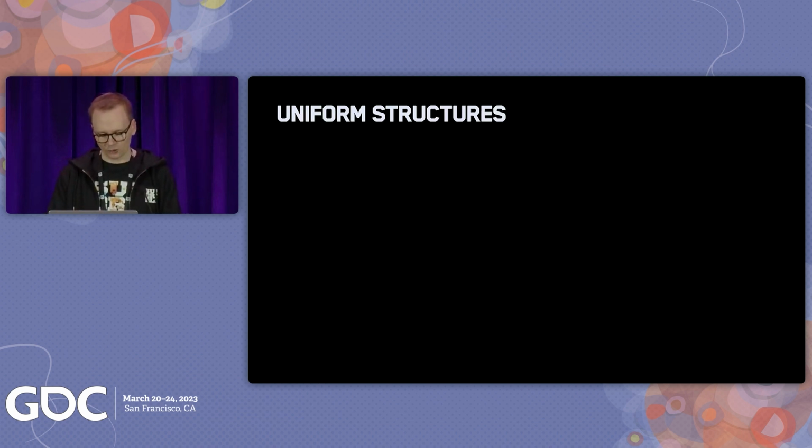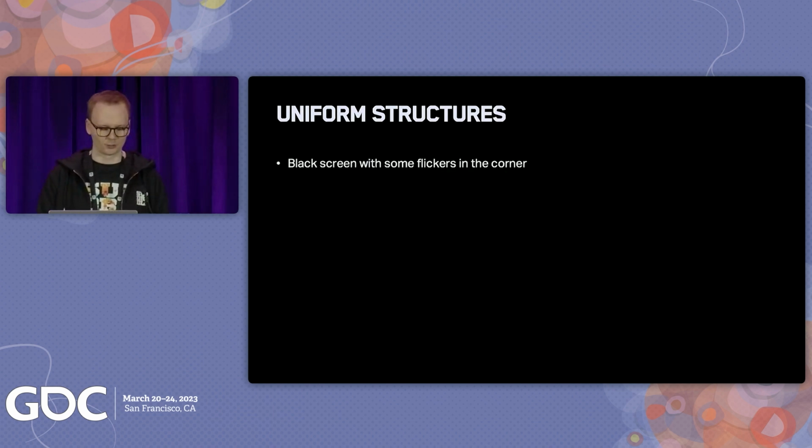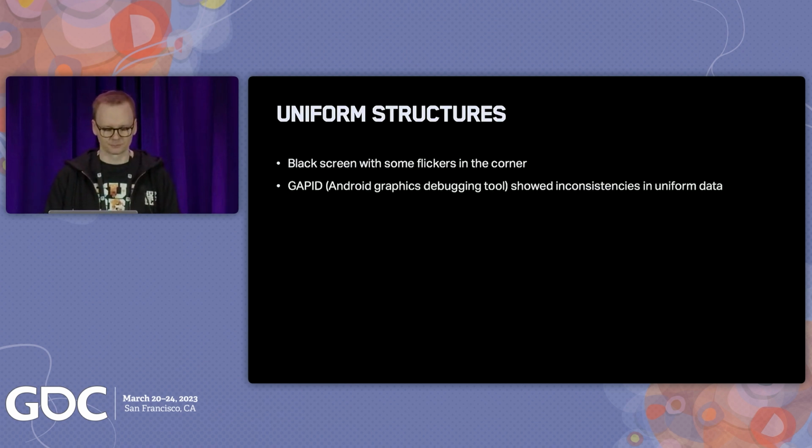But I opened the build on a device where it was broken, and I was looking at it for quite a long time, thinking what could be wrong. Then I noticed some small flickering at the lower corner of the screen. So I thought, well, definitely it is rendering something, but what's wrong with this? I looked at it using GAPID, which is an Android graphics debugging tool, and it showed some inconsistencies between two different views. These views displayed the uniform data of the shader program.